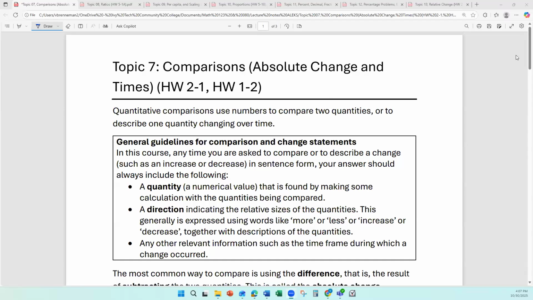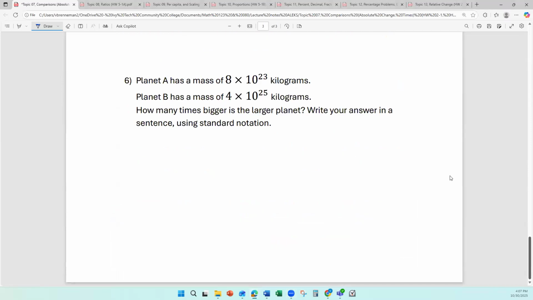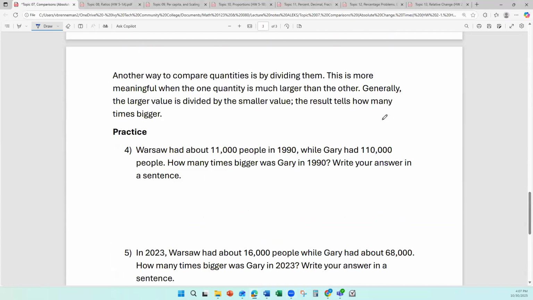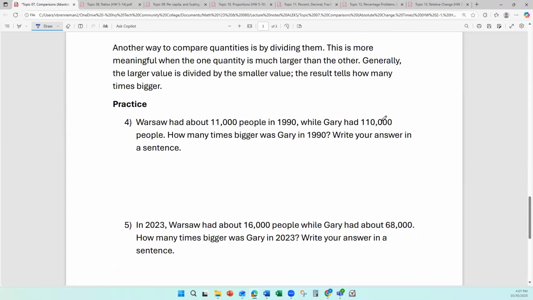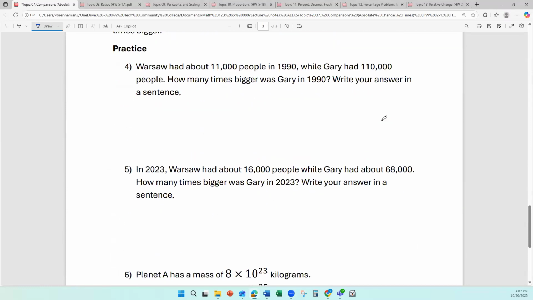All right, so looking at topic 7, now focusing on the times, as in comparing things by how many times bigger one is. So looking at practice problems 4 through 6. Number 4, we have Warsaw versus Gary. Warsaw had 11,000 people in 1990. Gary had 110,000, and we want to know how many times bigger was Gary.